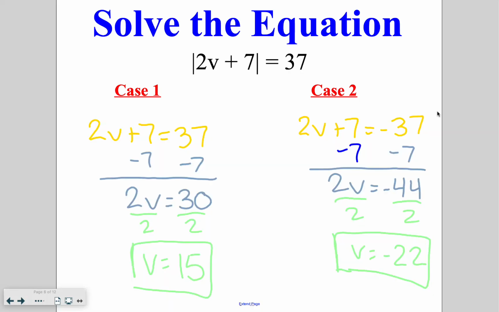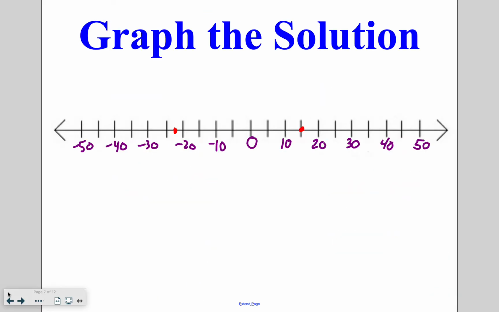So the first case, we have it equal to the positive 37. Subtract 7 on both sides, divide by 2, that's going to give you 15. Then we have it equal to the negative 37. Again, subtract 7 and divide by 2, that gives me the negative 22. When you graph that, I counted by 5s this time and just left every other space open and put those 2 dots onto the graph.